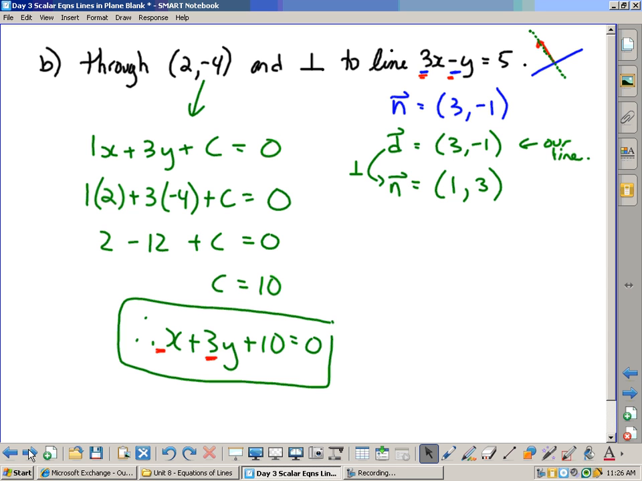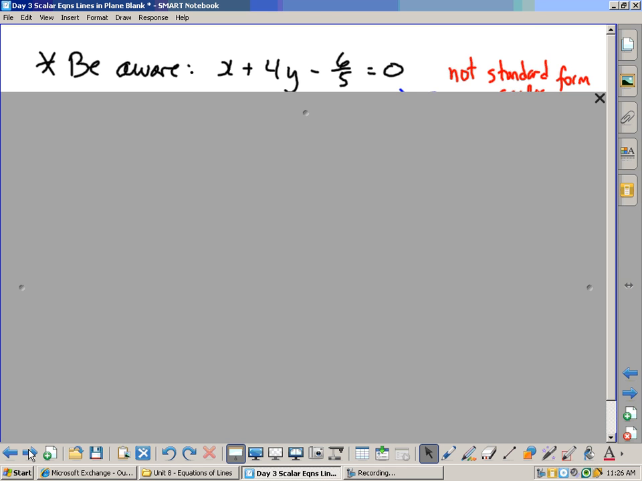Now, a couple of things to be aware of. We already noticed an example where we had a negative in front. And remember, to be in scalar form or standard form, they're the same idea, you can't have a negative in front. The other thing you can't have is fractions. So you could go off and do your work and you'll get an x plus 4y minus some fraction, 6 over 5 equals 0. So that's not in standard form. We're not in scalar form.